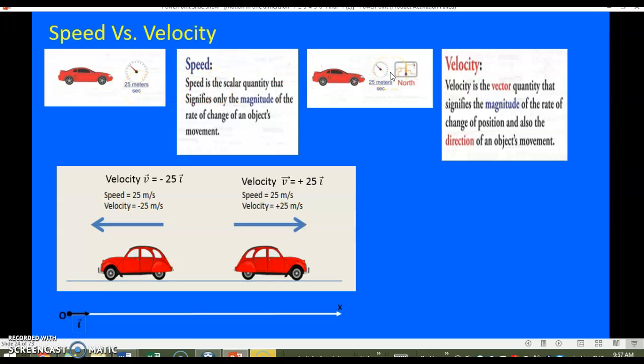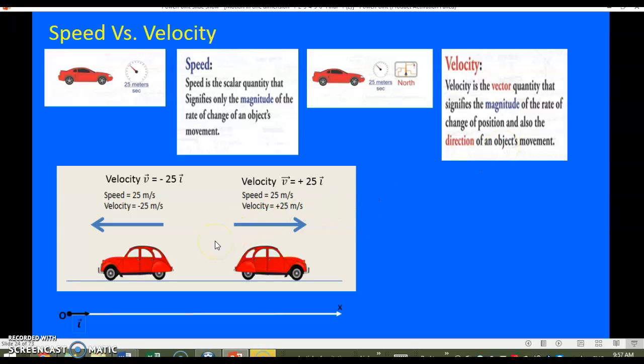But when we say that the car moves at 25 meters per second north, this means that we are specifying the direction. In this case, we are actually describing the velocity of the car. So velocity is the vector quantity that signifies the magnitude of the rate of change of position and also the direction of an object's motion.